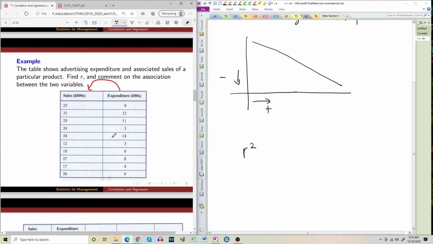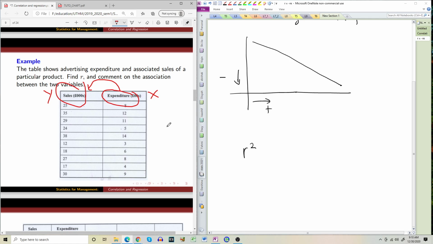The more you advertise your product, the higher goes your sale. Am I right? The more you expose your company to the public, the more people will buy your product. So that's how it goes. The more you spend for the advertisement, this is your X. This advertisement expenditure will influence your sale. This is your Y.